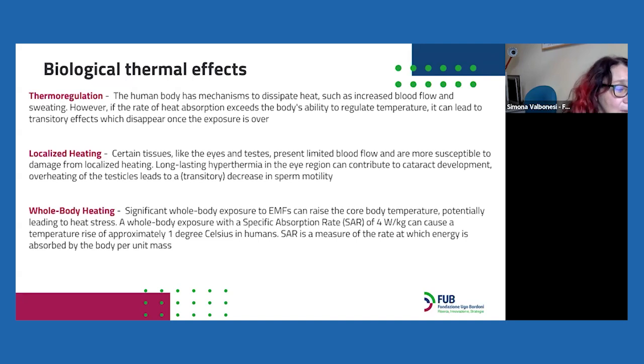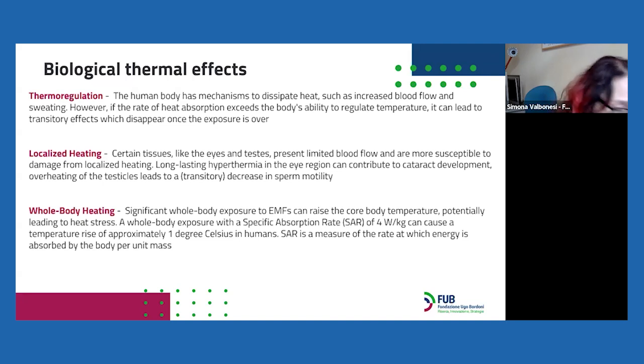The heating can be localized, and this could be a problem because certain tissues like eyes and testes present limited blood flow, and for this reason are more susceptible to damage from localized heating. For example, a long-lasting hyperthermia in the eye region can contribute to cataract development.